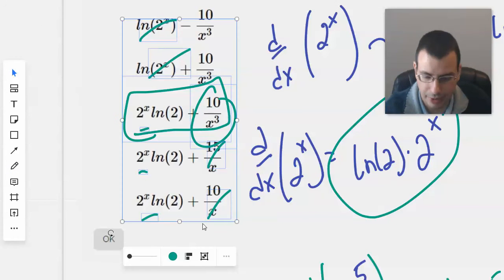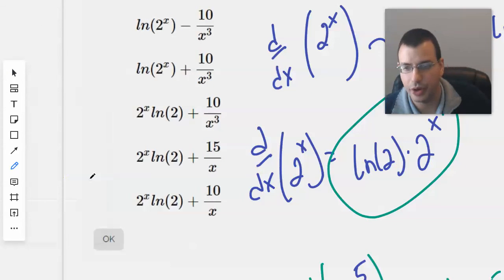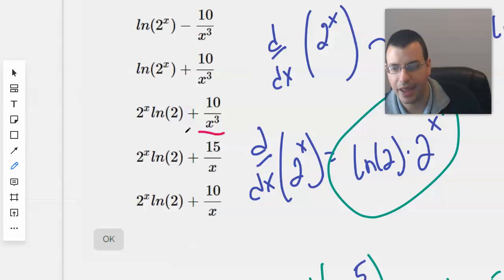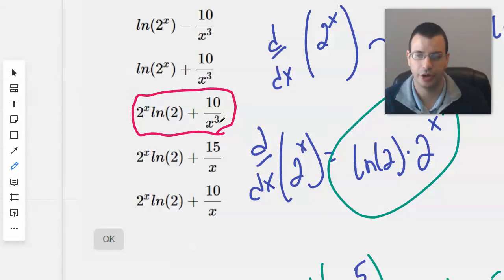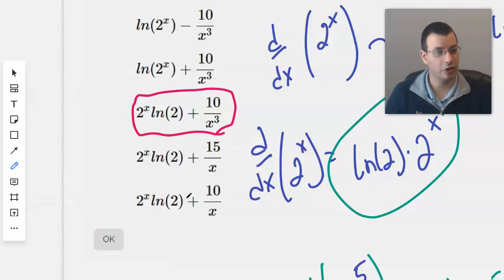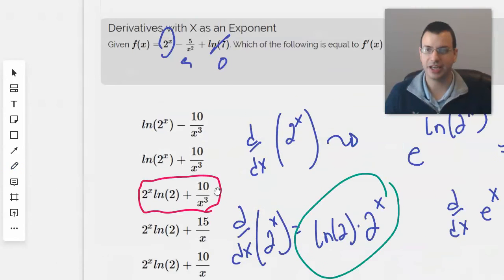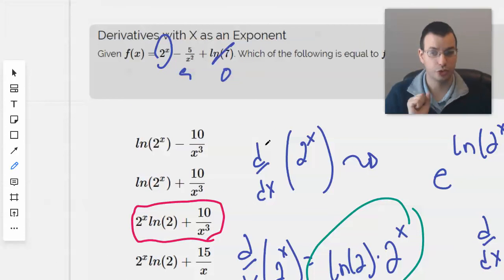Clean everything up. Go to red, and accentuate. There we go. 2 to the x ln of 2 plus 10 over x cubed. And that is how you would solve this derivative.